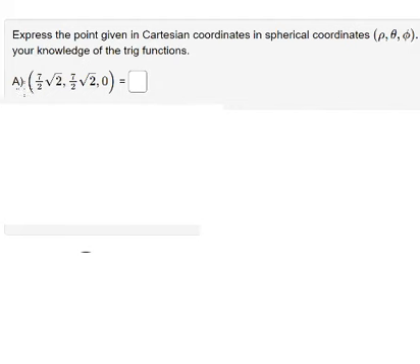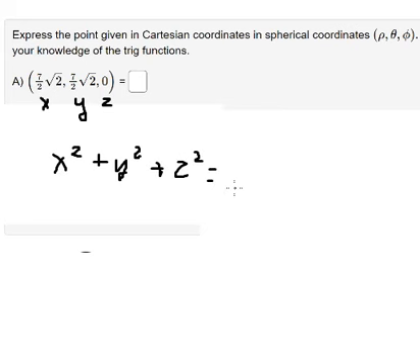We need to convert Cartesian coordinates into spherical coordinates. We know that this is x, this is y, this is z. We have the first formula in here: x squared plus y squared plus z squared equals rho squared. We can find this one first.